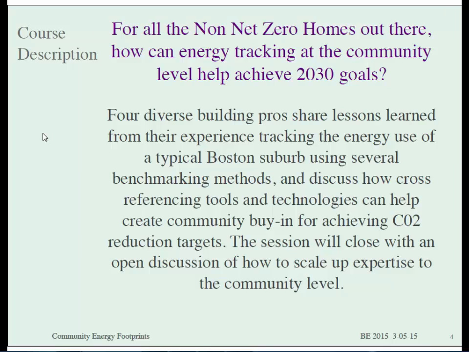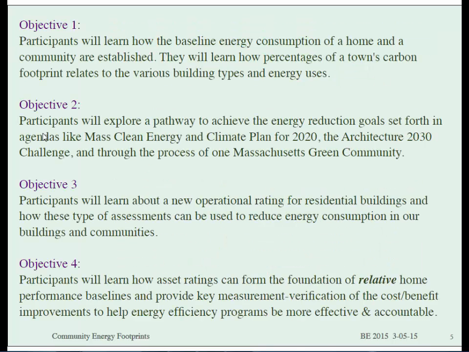The subtitle of this, by Matt Root, was for all the non-net zero energy homes out there. Many of us have been focusing on this whole issue that something like 80 to 90% of the buildings that are here today are going to be here in 2050, when we have to have these goals of potentially 80% reduction.